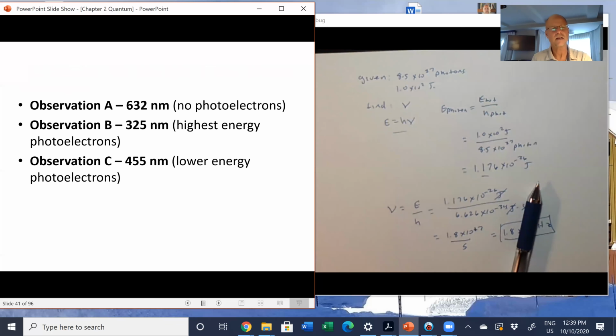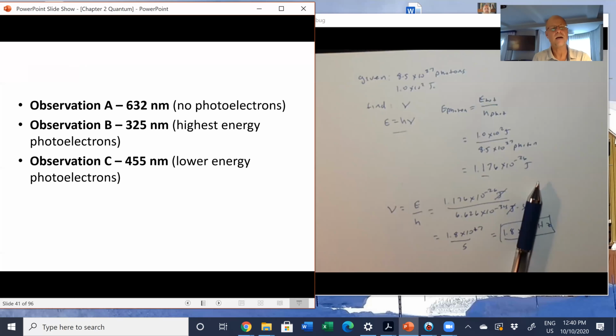Okay, the correct answer is that observation A is the 632 nanometer light, right? It is the longest wavelength and therefore the lowest energy. So if any of the three wavelengths were going to produce no photoelectrons, it would be that one, because it has the lowest energy. Observation B is 325 nanometer light. Notice that observation B was the one with the highest energy photoelectrons. So it had to be the wavelength that was the shortest, which means that the photon energy was the highest, right? And it gave that extra kinetic energy to the electrons, yeah?